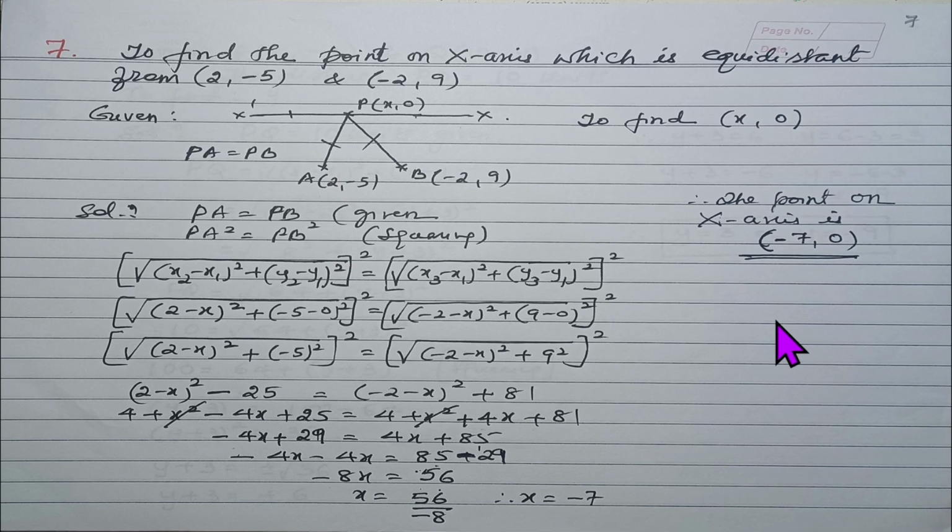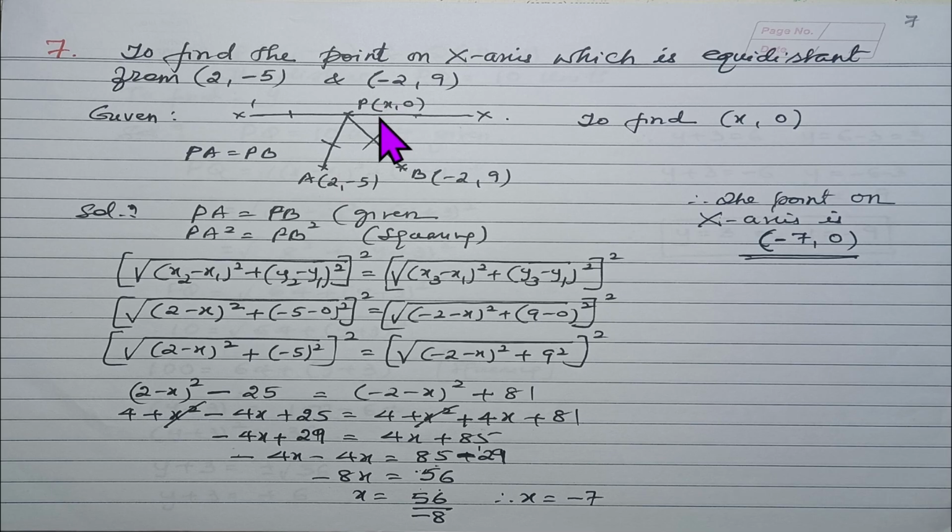Now coming to the next example, to find the point on the x-axis which is equidistant from (2, -5) and (-2, 9). That means we are given the x-axis, and there is a point P on the x-axis with coordinates as (x, 0).